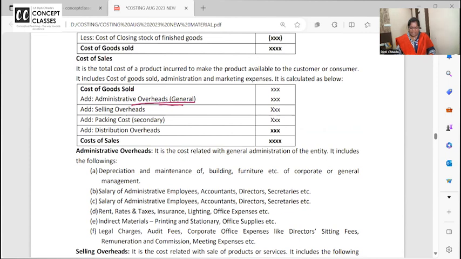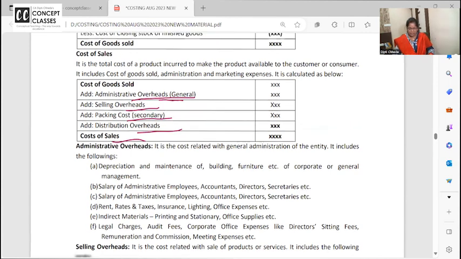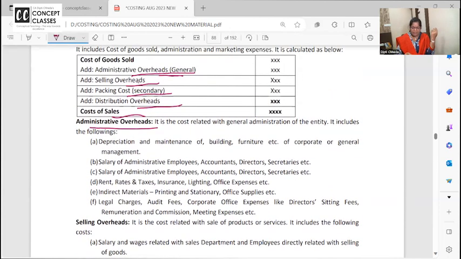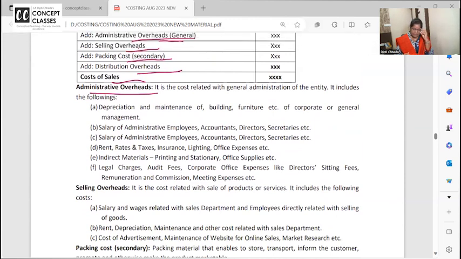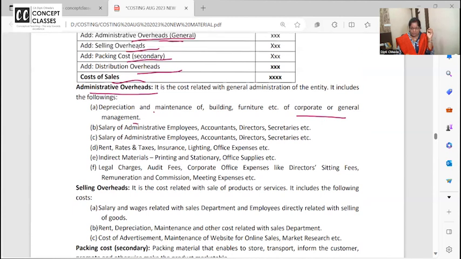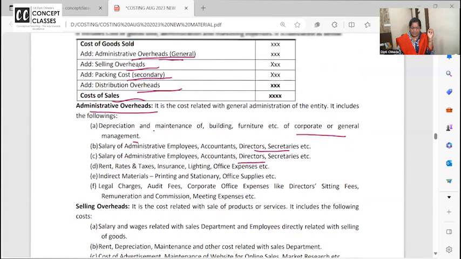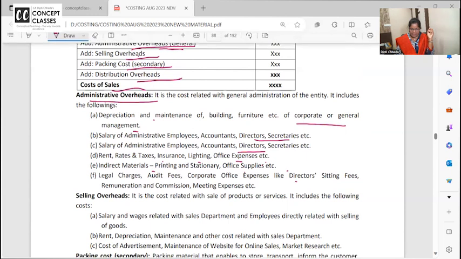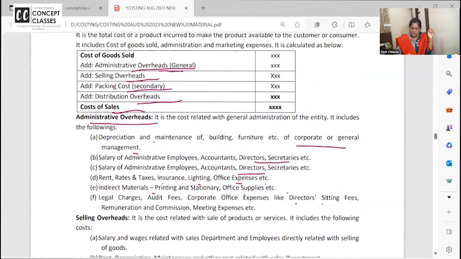And then we have selling expenses, secondary packing, distribution expenses, cost of sales, profit. Yes. Administrative expenses, which we will take as general, secondary, here related to sales. Depreciation of corporate or general management building, director's salary and all will come here. Rent, rates and insurance of office, indirect printing stationery, director's salary, all this will be administrative overhead general.